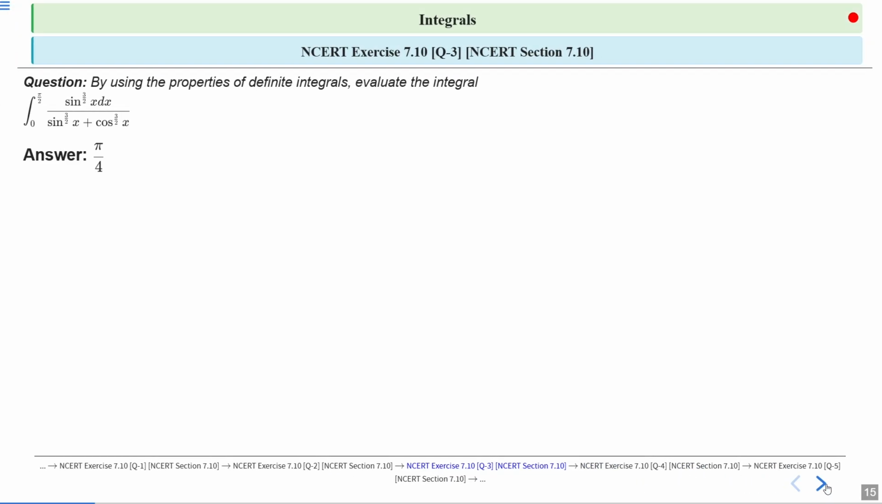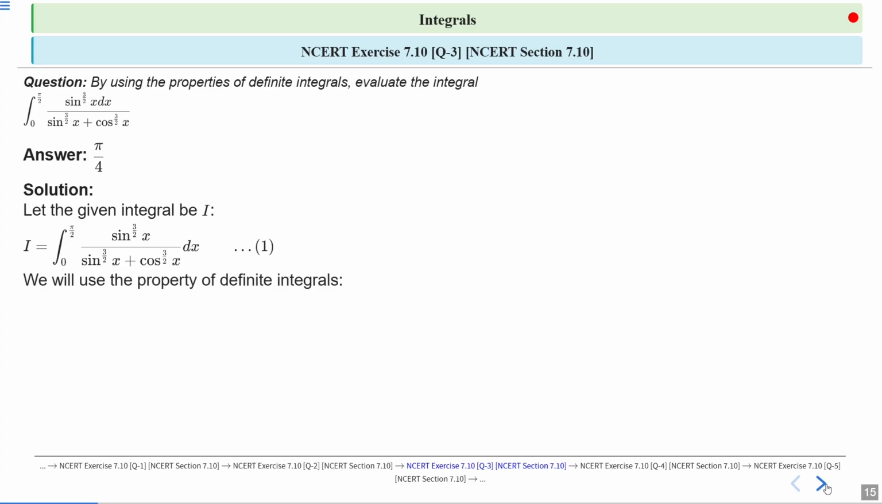So the answer is pi by 4. Let's consider I is equal to the integral from 0 to pi by 2 of sin^(3/2)x by sin^(3/2)x plus cos^(3/2)x dx. Consider it as equation number 1. Now we need to integrate this.